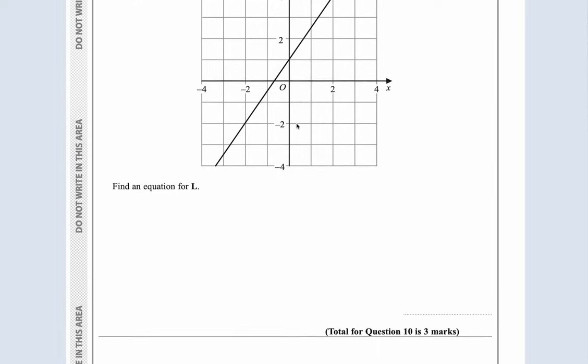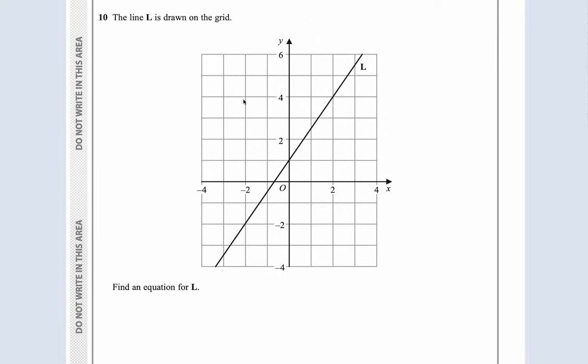The way to do this, guys, I think, is just hopefully understand gradient and then understand the y-intercept, and we're just going to write it in the form y equals mx plus c. m is the gradient. What is the gradient? So pick a point where it crosses, like here and here, and go along and go up. Now if we remember, the gradient is rise over run. What's the rise? 1, 2, 3. 3 boxes. What's the run? 1, 2. 2 boxes.